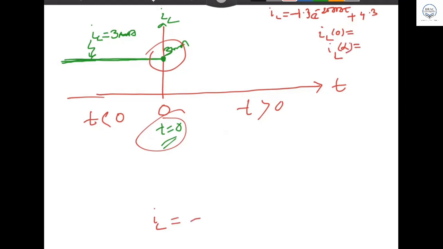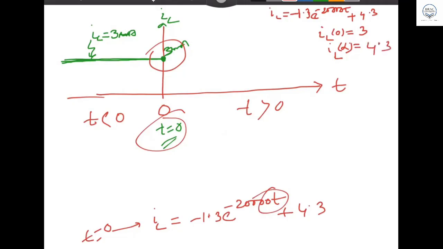IL equal to minus 1.3 e to the power minus 20,000 t. For t equal to 0, if you put it, this will be 3. I think everybody should understand that it is 3. And if you put t equal to infinity here, the whole thing will be 4.3. Any child can do it. So at time t equal to 0, it is 3, and at time t equal to infinity, it is 4.3.